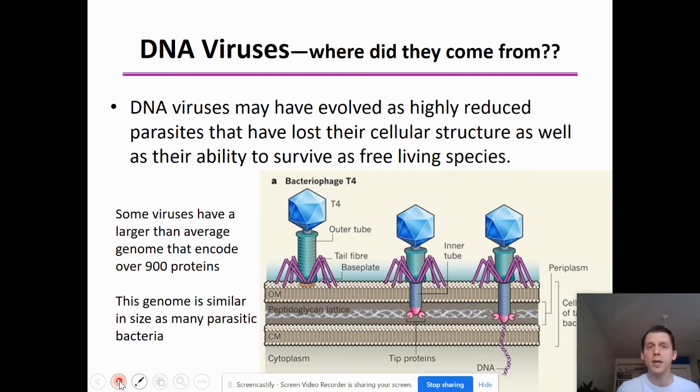DNA viruses, where did they come from? It's possible that these viruses are highly reduced parasites that have lost their cellular structure as well as their ability to survive freely. So they have to exist in a host or in their capsid, which they can't really do anything in. So it's possible this represents some sort of reduced parasite, or it may have emerged from some very simple organism long, long ago and mutated from there.